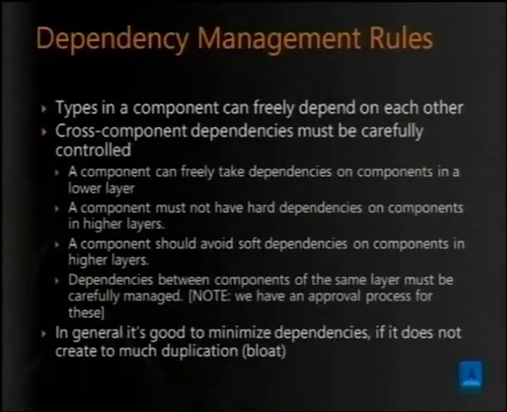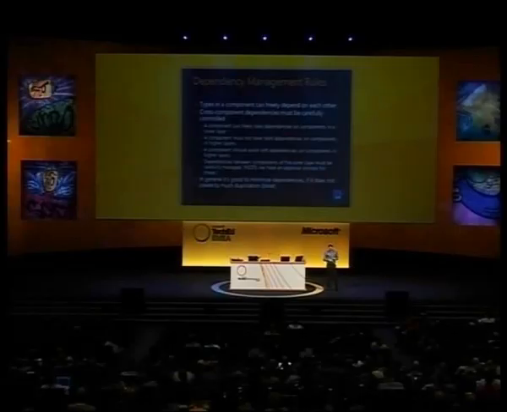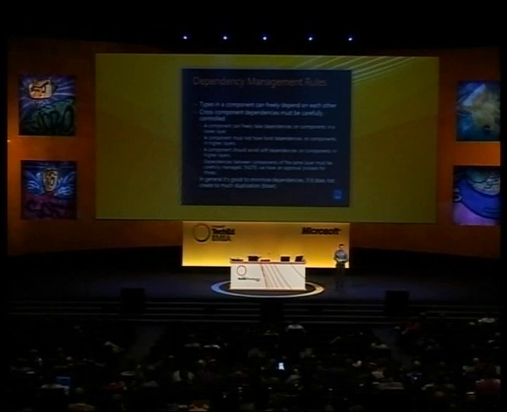And then you have dependencies between components within the layer. And here we just manage them, meaning a team that wants to introduce a cross-component dependency within a layer has to come to a review and give the justification. Yes, we know that, for example, we will always have to ship our component with this other component whenever we create a new framework, Silverlight, or something like that.